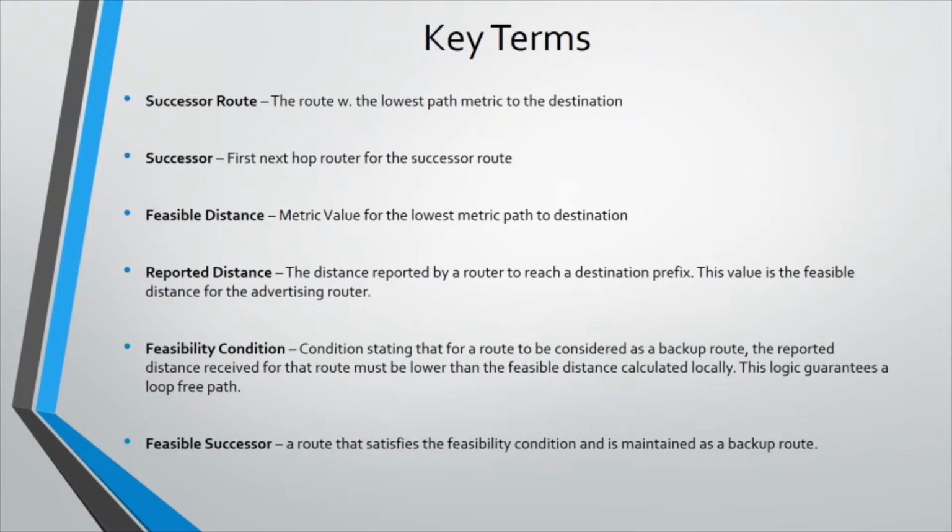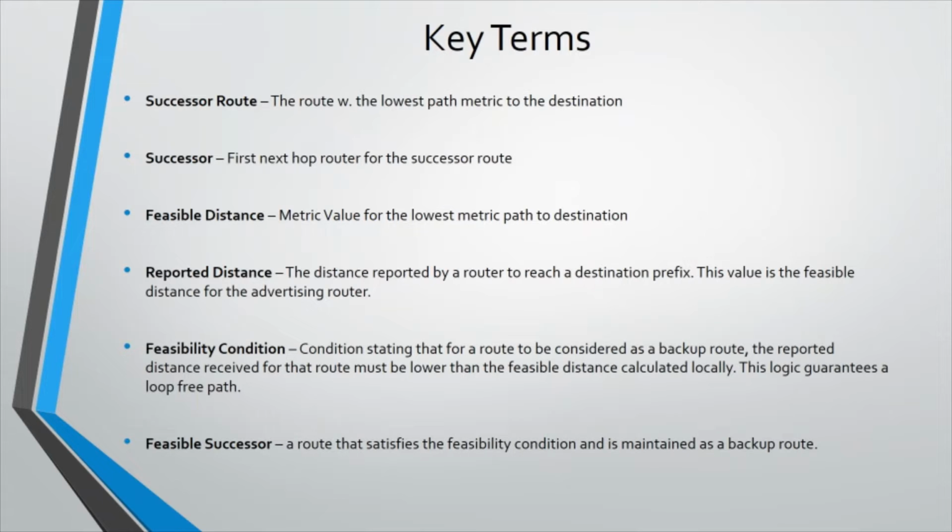In order for me to consider that route as a feasible successor, which you see below is a route that satisfies the feasibility condition and is maintained as a backup route. So in order for me to say, hey, this is a viable backup route I can store in my database, the reported distance that I got from the advertising router has to be lower than the feasible distance I already have.